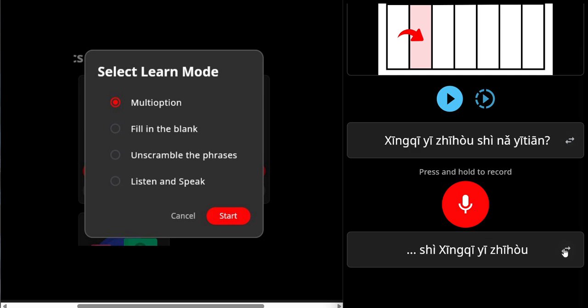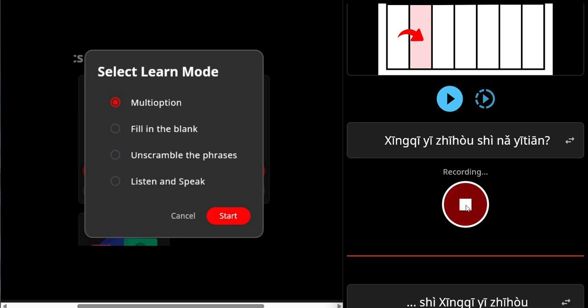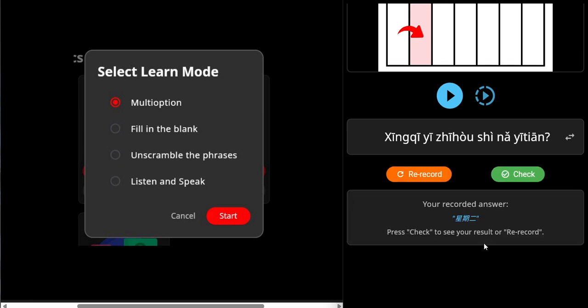And you can press and hold to record the missing word or the whole phrase. So let's demonstrate that. 星期二. And remember, I'm not a native Chinese speaker. I've studied Chinese. Well, I don't want to say how long, but my level is probably HSK 3. And after recording, it shows the recorded answer here. I can decide to check or re-record if I'm not happy with this.